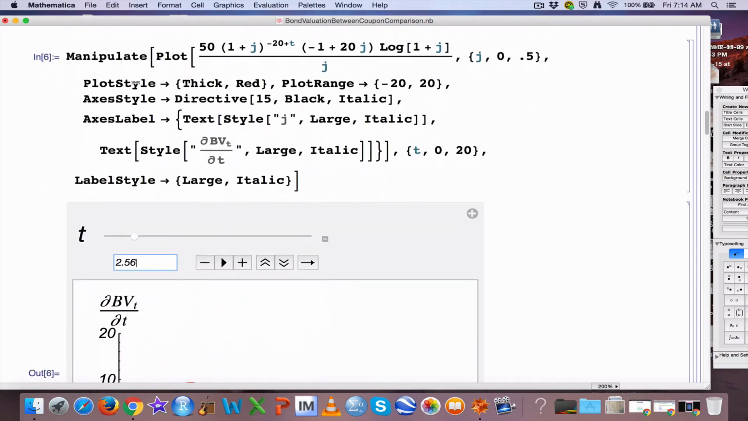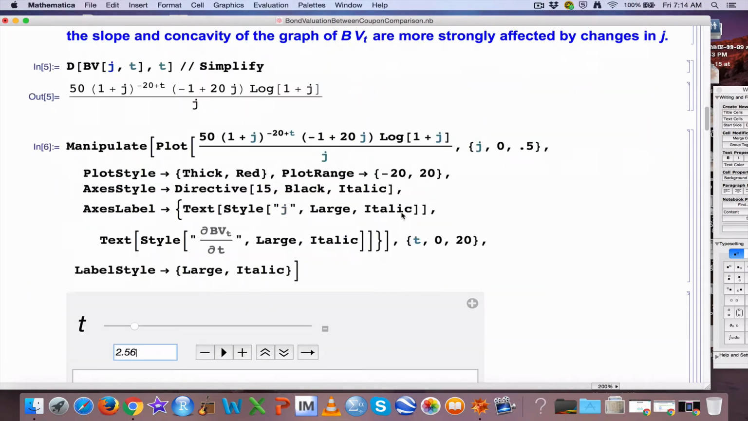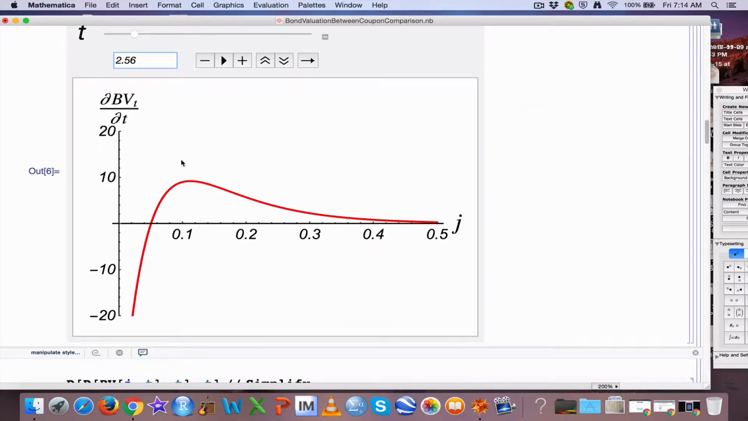When j is bigger than 0.05, like this, the slope at 0 is positive, and so is the slope at other values of t. The graph is increasing. That's what that's telling us here. It's also telling us something more subtle.